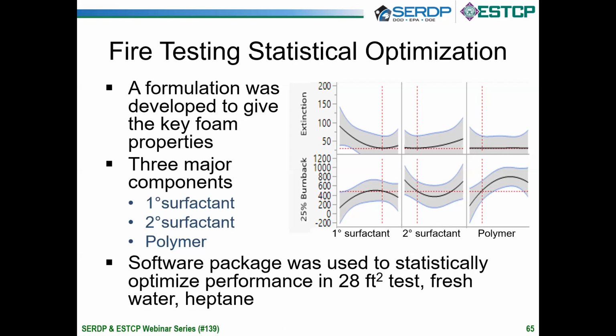Where the polymer is important is in burn back time. Adding more polymer gives us a more stable foam, slower draining. And using this software, we were able to optimize and develop a formulation.